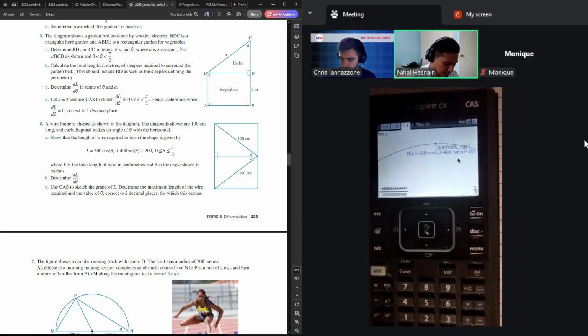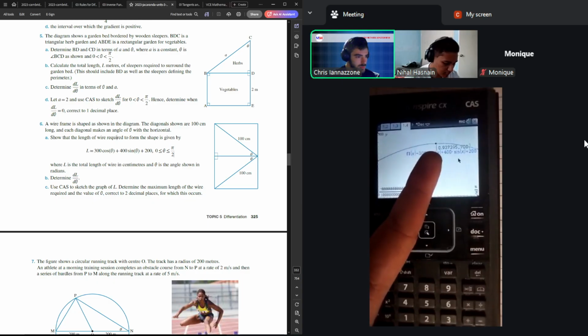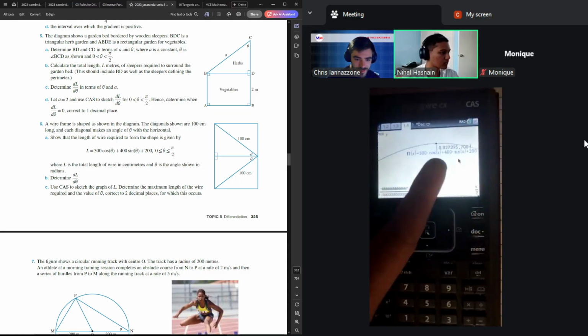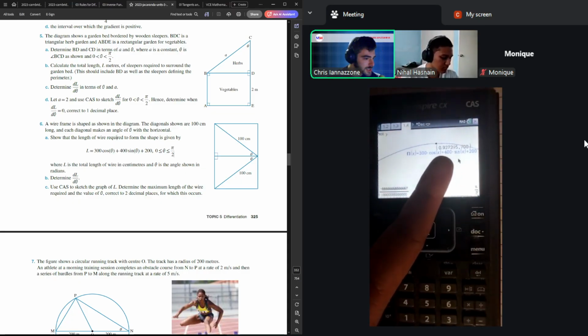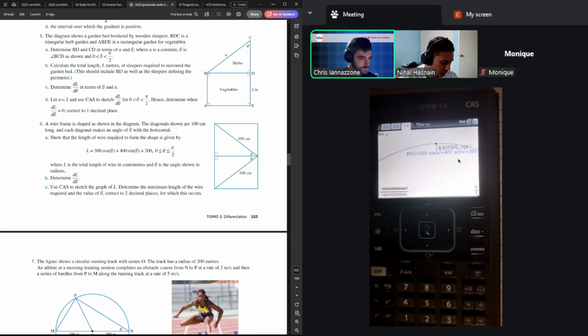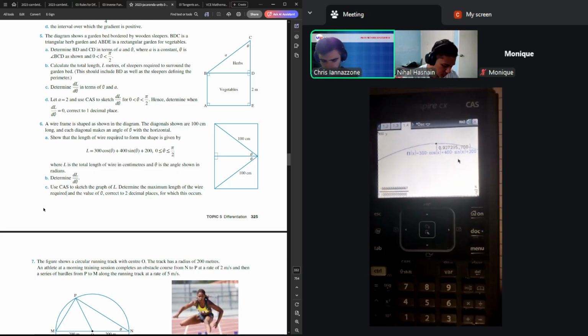Okay. But yeah, so from here it should be fairly trivial where you go from there, yeah? Because it's just saying find the value of theta, so that will be the x value there. Since we're replacing our x with theta, to 2 decimal places, you're looking at 0.93 for that one. Oh, actually, it also says determine the maximum length, so you would also need the L value as well. So that'd be the y coordinate of 700 there. Sweet. Well, that's about it for the diff stuff.